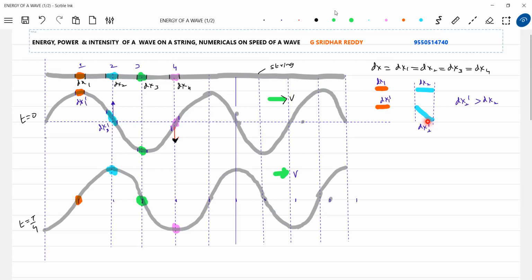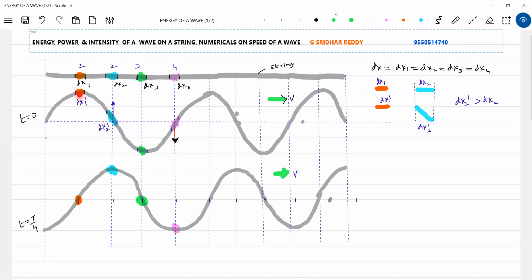So now, we know that if a particular element has a length more than its initial length, shall I say it is being elongated, it is being stretched. Stretched means it must have elastic potential energy. Got the idea? This one.